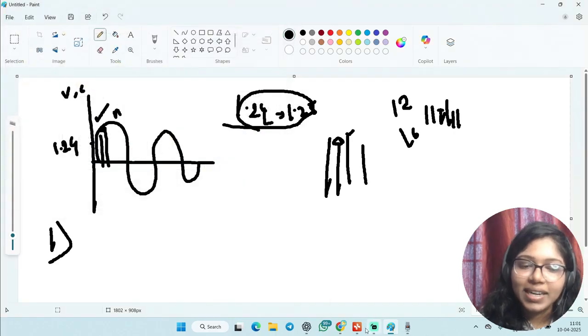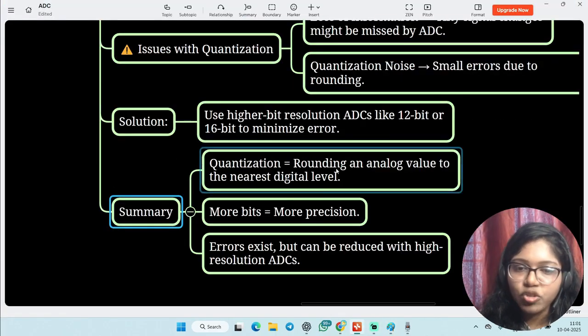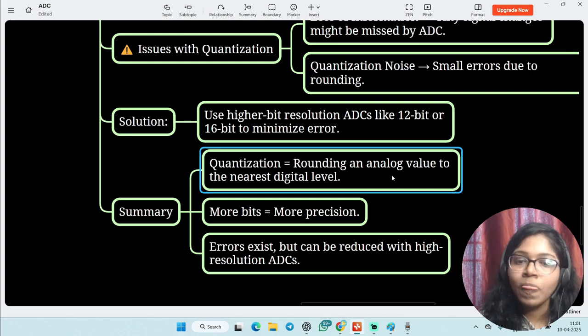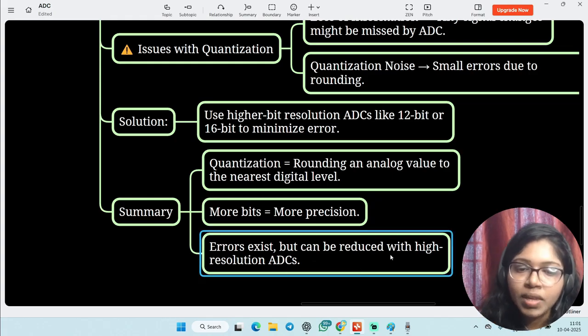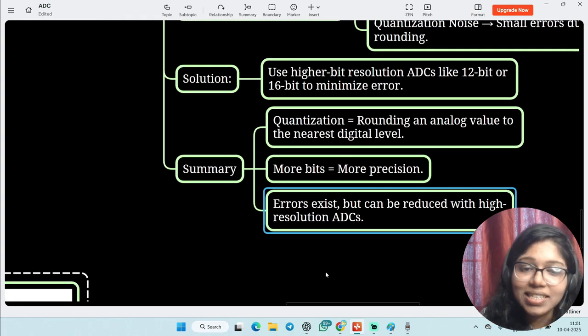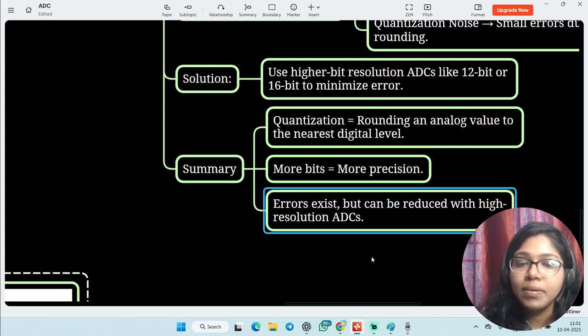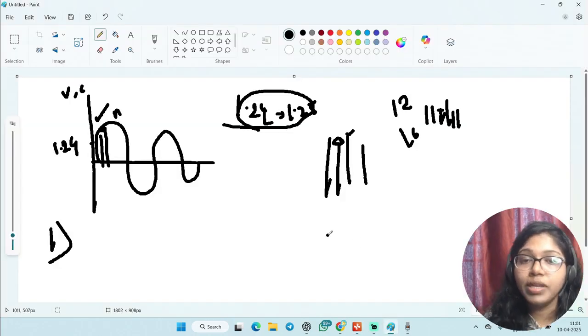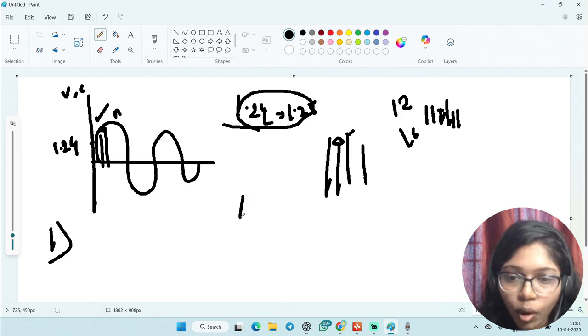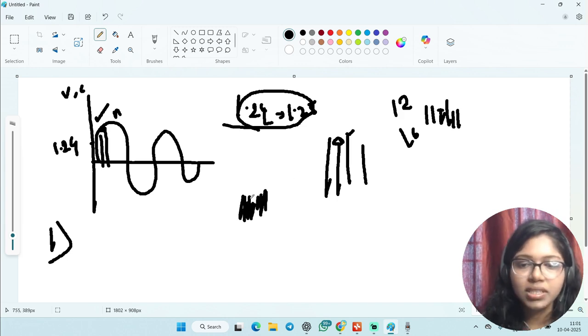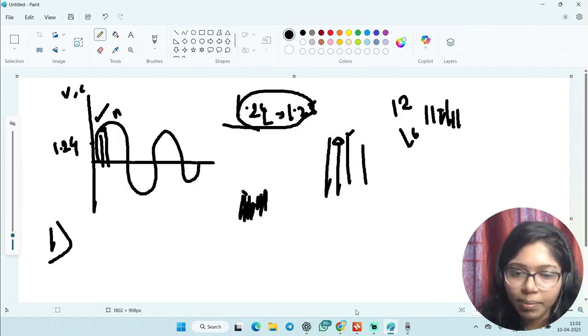Next is the summary of what we have studied. What is quantization? It is just rounding of the values. If you take more bits, you will get more precision. Error exists but can be reduced as the resolution goes higher. Even though you get some error values, when you take high resolution bits, this kind of error or noise can be avoided.